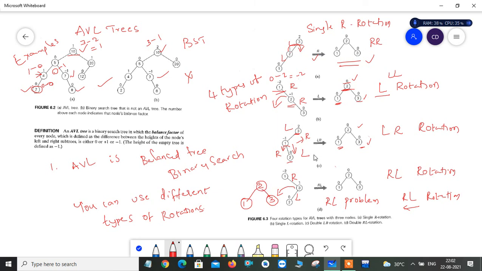So in this way, whenever your AVL tree is unbalanced, you can make the tree balanced by using any of these rotations, that is LL rotation, RR rotation, or LR and RL rotations, right? Depending on your problem, you can choose these rotations, right?